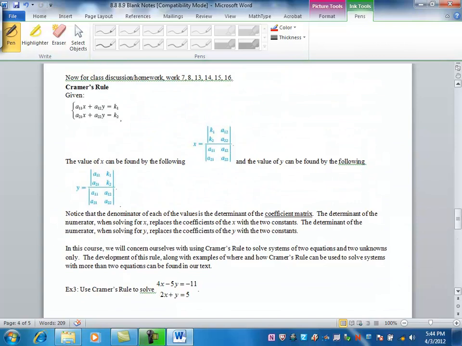Actually, this is fairly straightforward. I think you're going to like it. We've got a system of two equations, two unknowns. Alright, coefficients of x, coefficients of y, the constants.